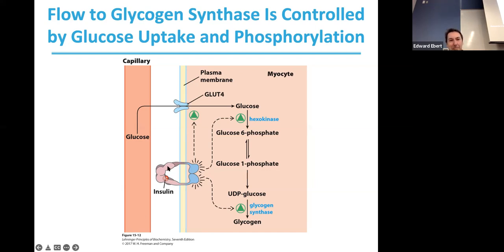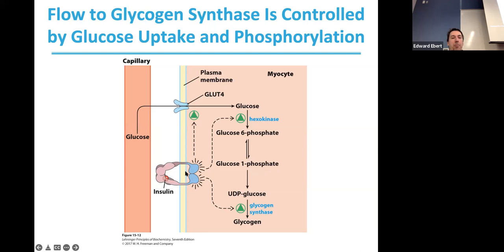Anyway, back to this. Again, is glycogen synthase controlled by glucose uptake and phosphorylation? Glucose comes in through the GLUT4 transporter in this case. We go through here and we can see our insulin activating our tyrosine kinase receptor. So there's a lot of crosstalk in here as well.